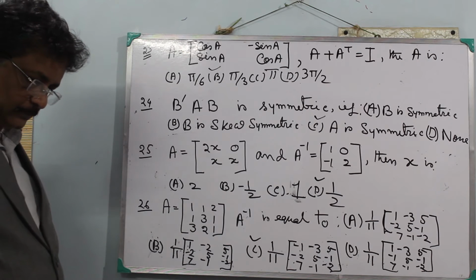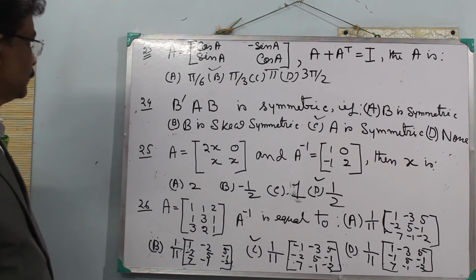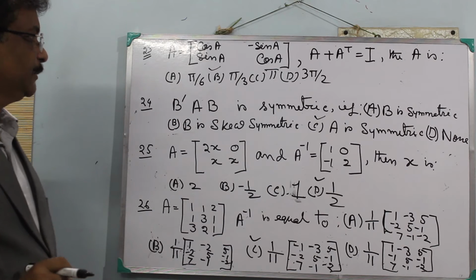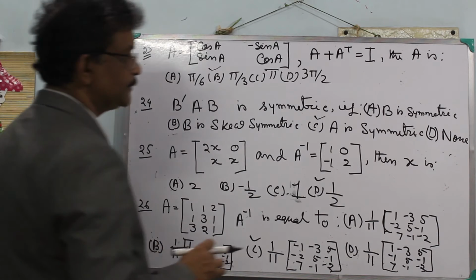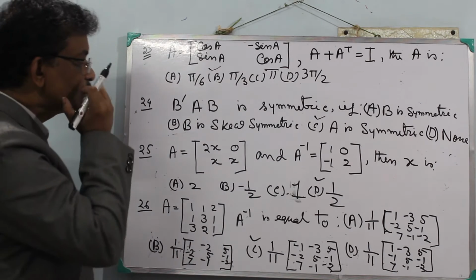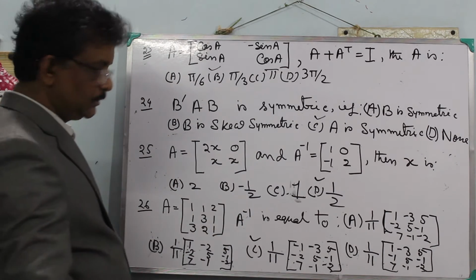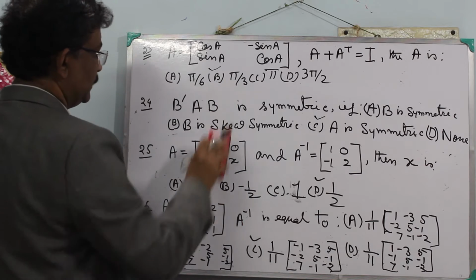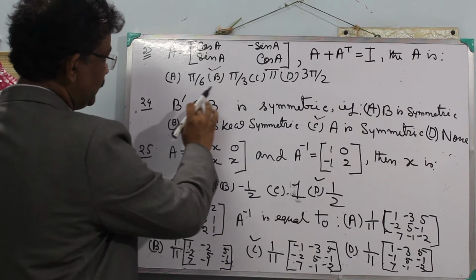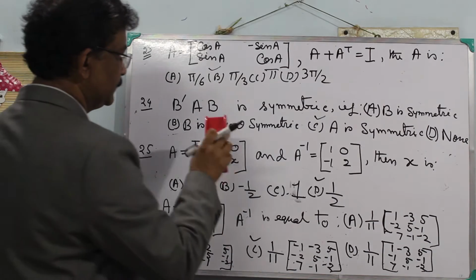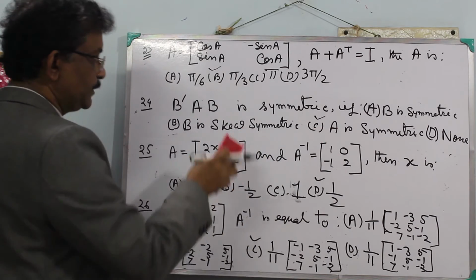Problem 24 says: B transpose AB is symmetric if B is symmetric, B is skew symmetric, A is symmetric, or none. So first we will try (B transpose AB) whole transpose. What will happen? Let's see. The correct answer is A is symmetric.